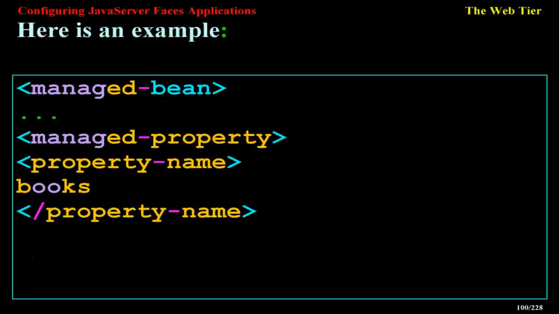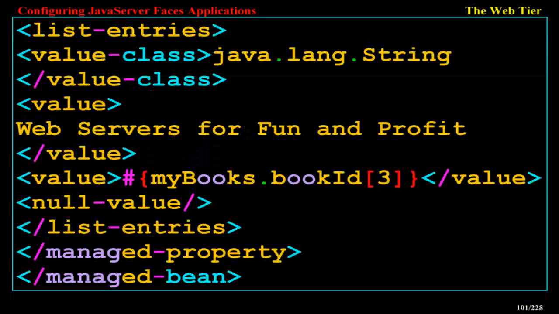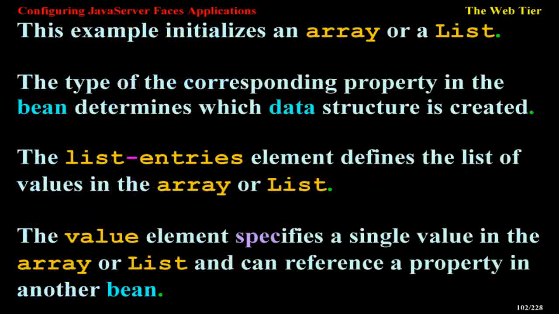Here is an example. Managed bean, managed property, property name, books, property name, list entries, value class, java.lang.String, value class, value, Web Servers for Fun and Profit, value, value, My Books, Bookit 3, value, null value, list entries, managed property, managed bean. This example initializes an array or a list.